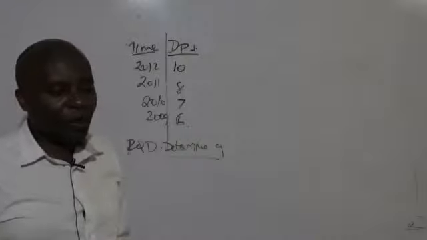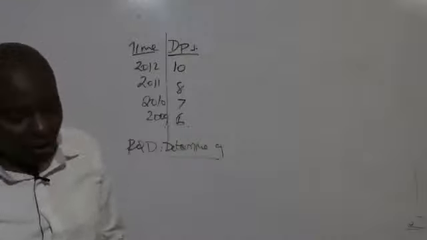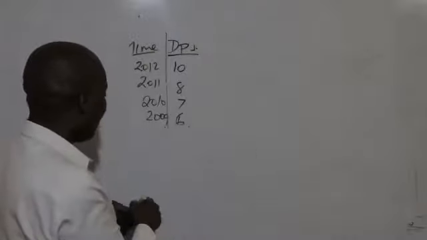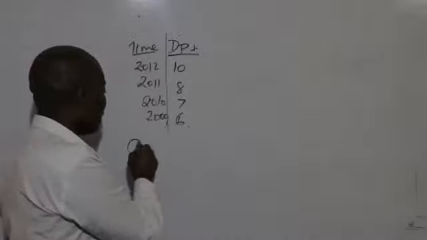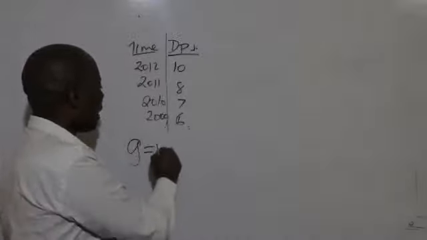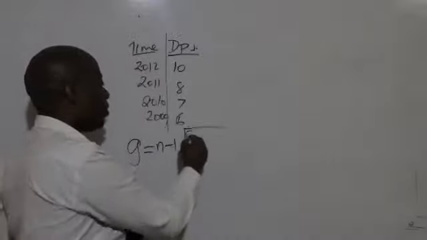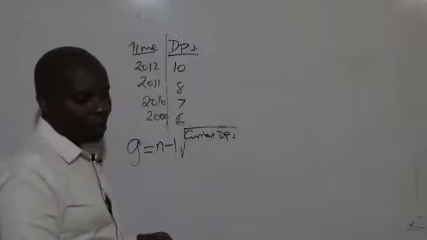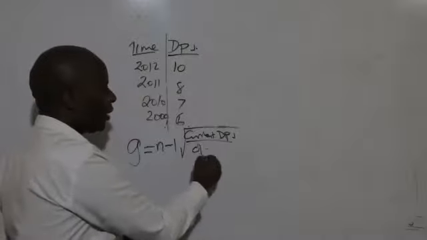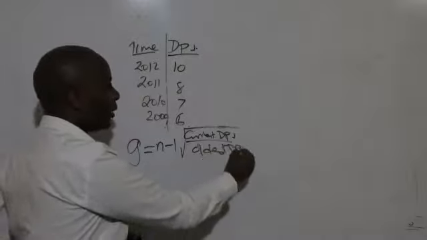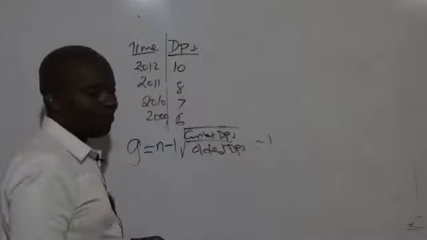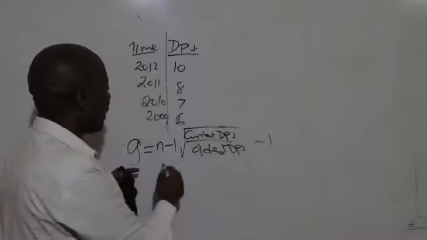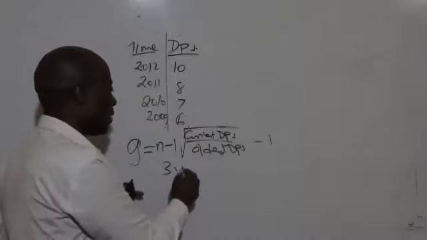Very good. So 18.6 is what you're getting, because you have remembered the formula very well, that our g should be equal to the n minus 1 root of the current dividends per share over the oldest dividends per share, minus 1. So n, number of years, is 4. So 4 minus 1 gives me the cube root, third root.